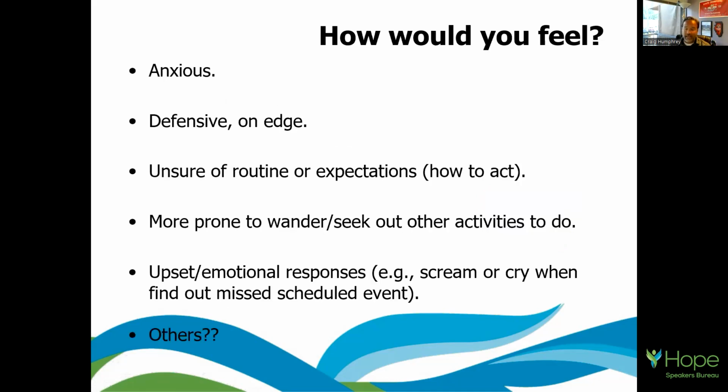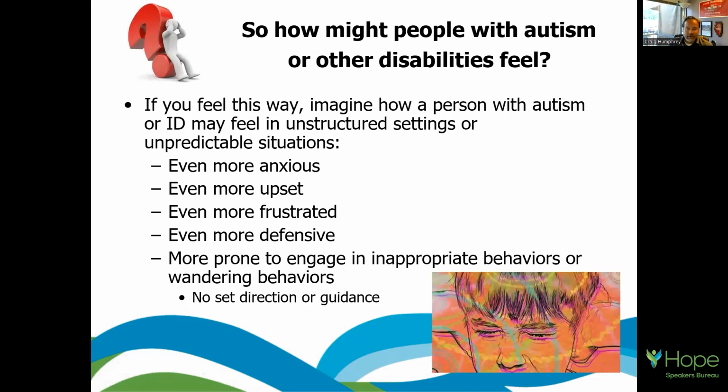How would you feel? Well, you're anxious, defensive, on edge, you may be upset, emotional, if you forgot or missed your game or a scheduled event. There are a lot of other types of behaviors you can have when you don't know that expectation and routine. So how would someone with autism or other disabilities think?